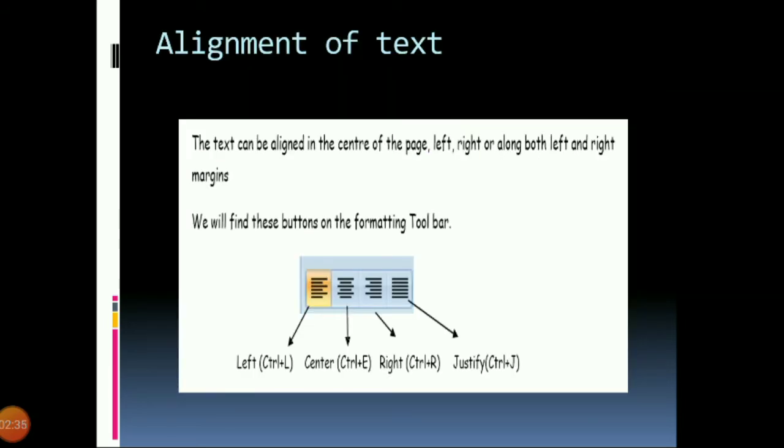Next, alignment of text. What is alignment? Alignment means the text can be aligned in the center of a page, left, right, or along both left and right margins. So these are the options that you can use. First one is left, second one is center, third one is right, fourth one is justify. Justify means for both left and right alignment, we'll use justify.